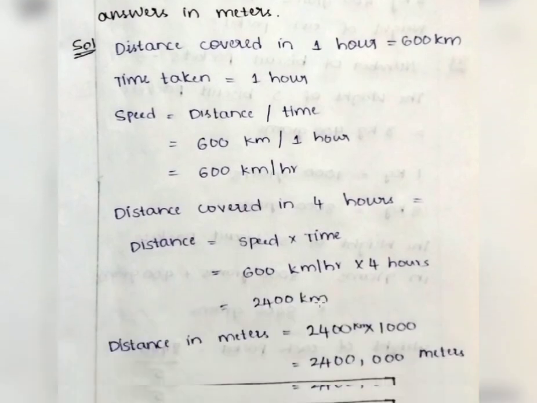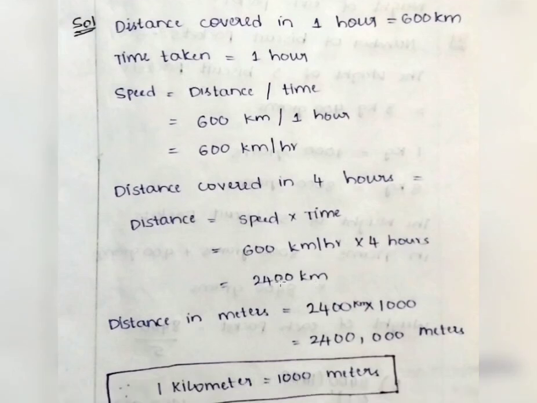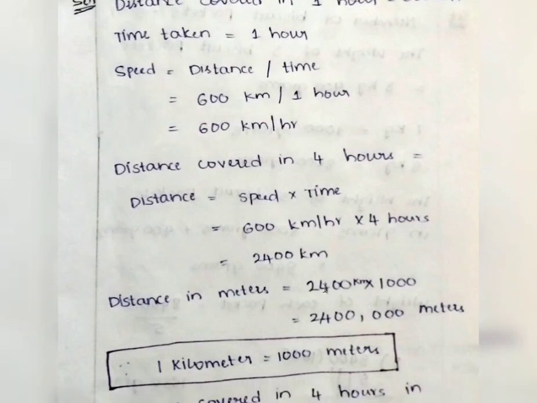Distance covered in 4 hours. How can we calculate this? Distance is equal to speed into time. For this reason, we have calculated the speed here. So 600 kilometers per hour into 4 hours is equal to 2400 kilometers. If we calculate this, 6 4s are 24, so 2400 kilometers. The hours will get cancelled.